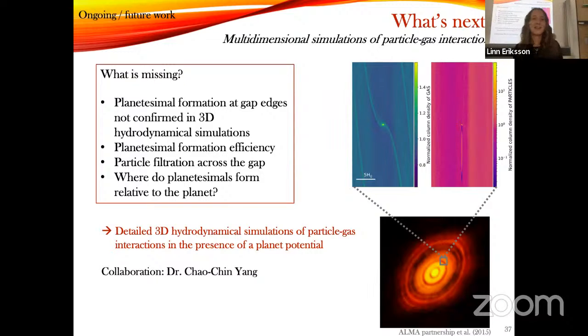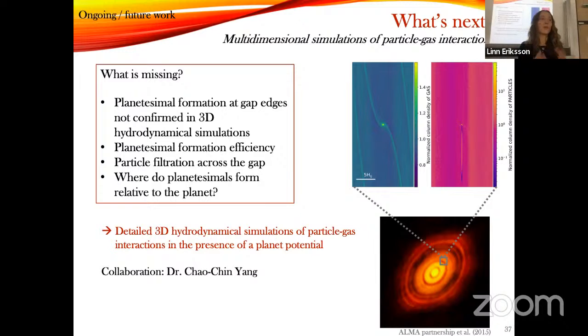And then there are also these other questions that we talked about, like what is the efficiency, what is the particle filtration, and where do they actually form? The thing that all these processes have in common is that now you need detailed 3D hydro simulations of particle-gas interactions and a planet in there in order to answer these questions. So this is what we are starting to work on now. This is a collaboration with Xiaoqun Yang, who is now a lecturer at the University of Alabama.